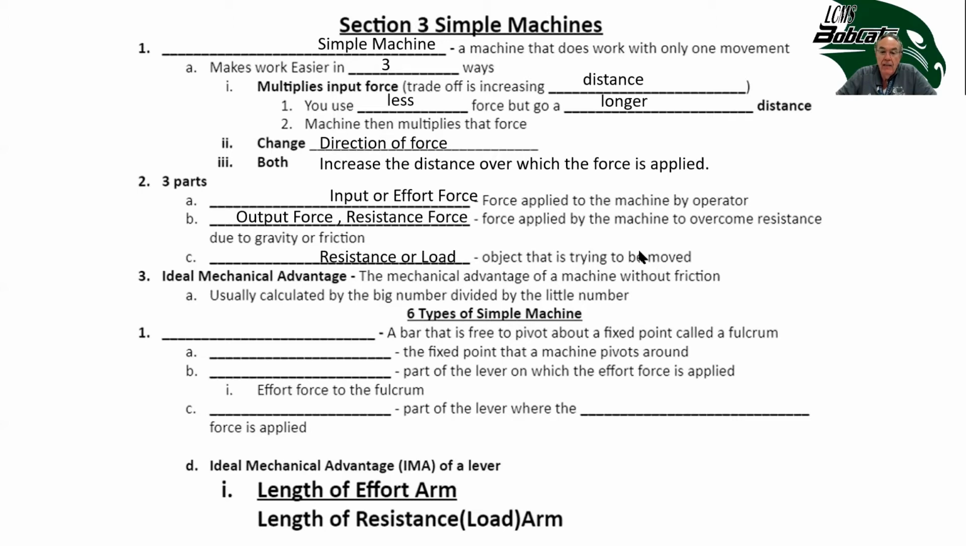Ideal mechanical advantage is the mechanical advantage of a machine without friction. It is usually calculated by the big number divided by the little number. So it's going to be the two parts of the machine where you put in the input or where you put in the output, and it's going to be the distance. So it'll be the two distances divided by each other.